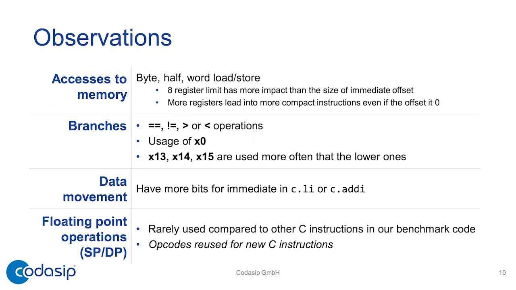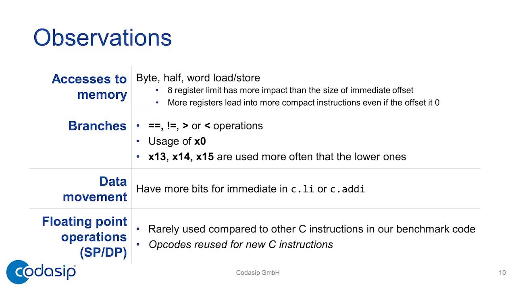Now, when we look at the code, we found out several interesting things, and this is what we found out. I mentioned the floating point already, so it's rarely used. And I'm mentioning it because the C extension is quite packed in terms of opcodes. So we decided that instead of having float instructions in C, we just take the opcodes for other C instructions. You will see that in the next slide.